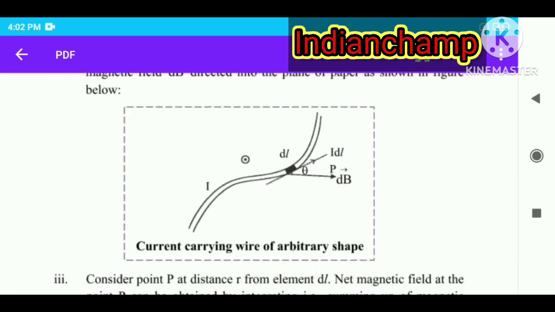Current carrying wire of arbitrary shape diagram. Angle theta, the element dl bar, dB bar, point P direction, and current I.